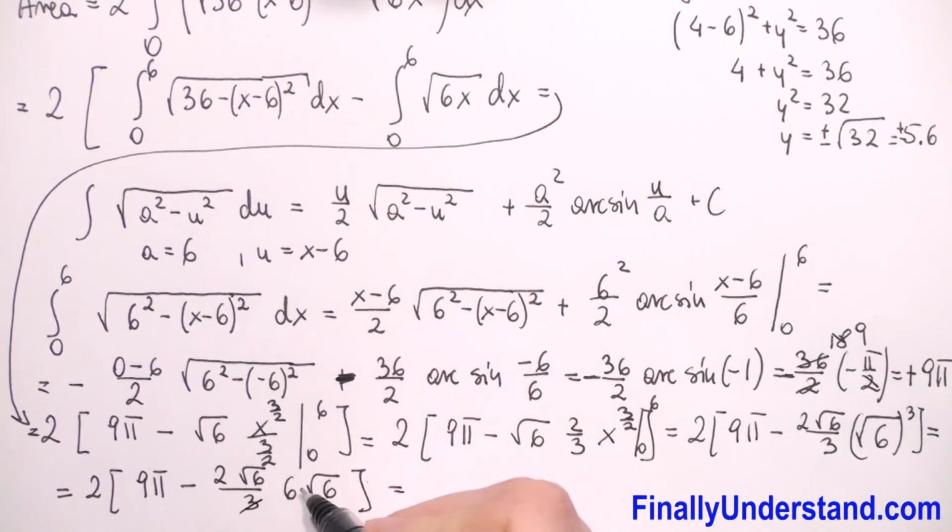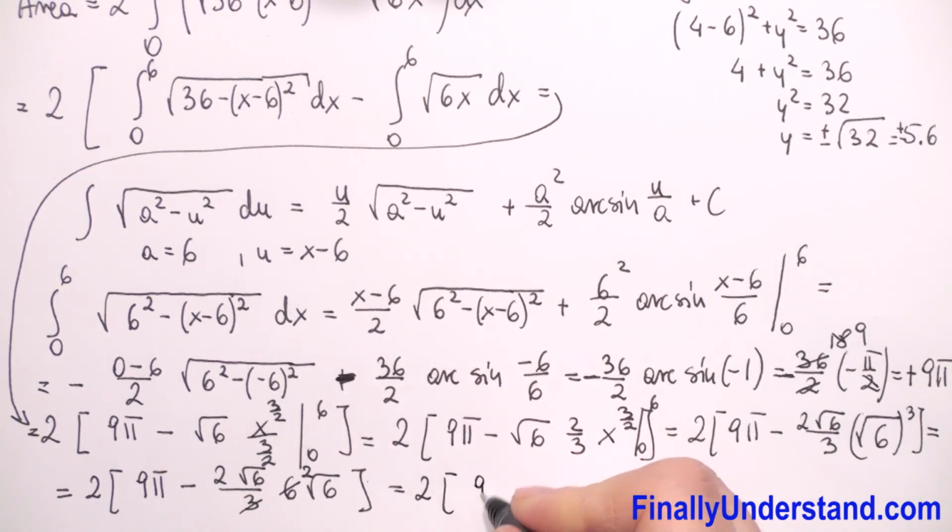So this is equal. We can reduce 3 with 6, will be 2. So we have 2 times 9 pi minus, 2 times 2 is 4 times square root of 6 times square root of 6 is 6. So 4 times 6 is 24. So this is my solution. This is our area.